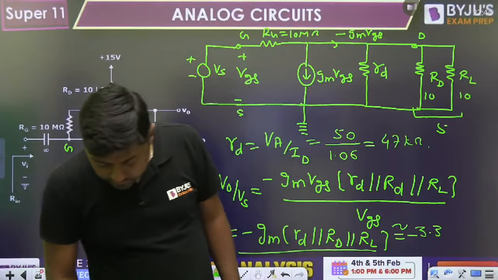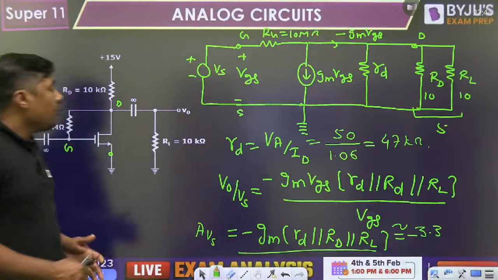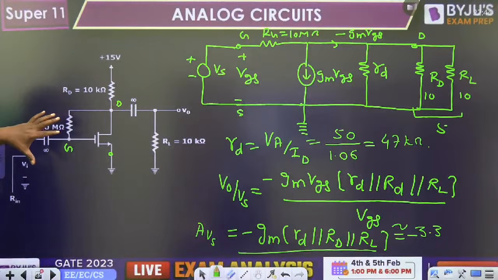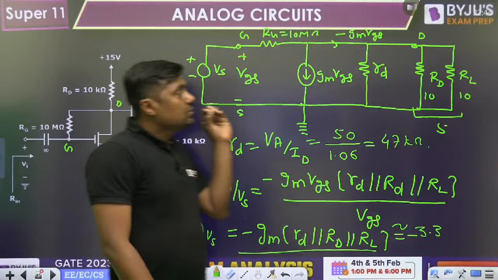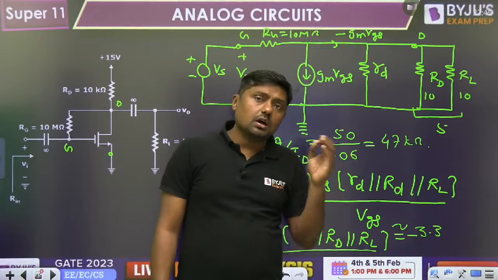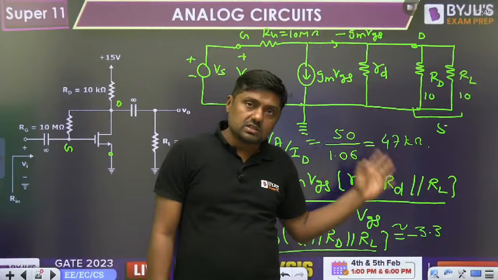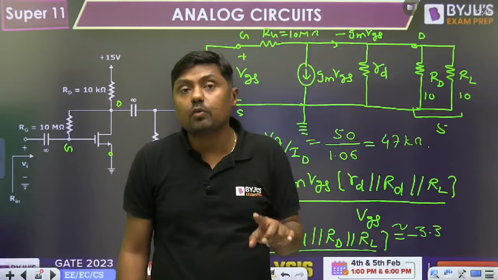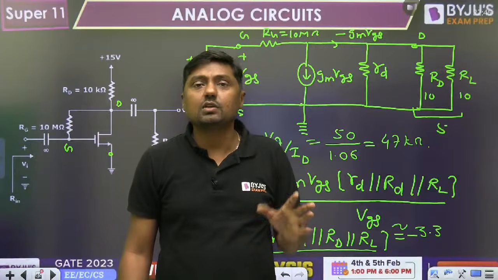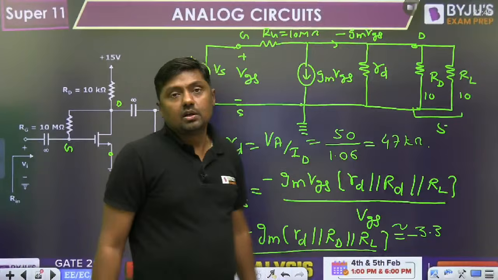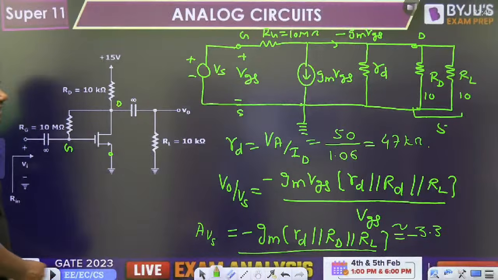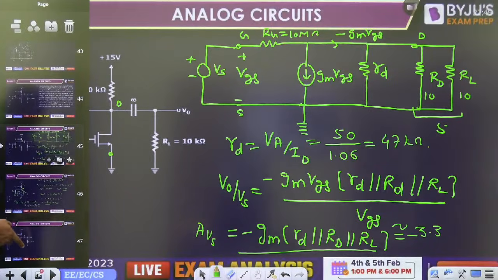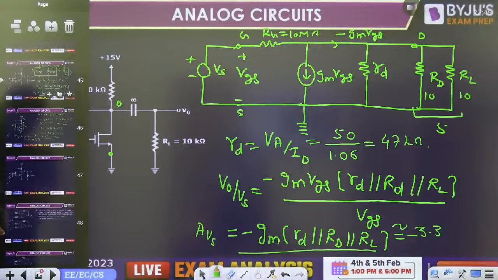This is clear. So, what is the special in this diagram? We have to consider the early effect, or that is the VA, during AC analysis. But we are not considering the early effect during DC analysis. So no need to consider it. Otherwise the question will become very, very lengthy, my dear friends. So it is approximate. Definitely in a GATE exam they will give the answer. Approximately find the value.